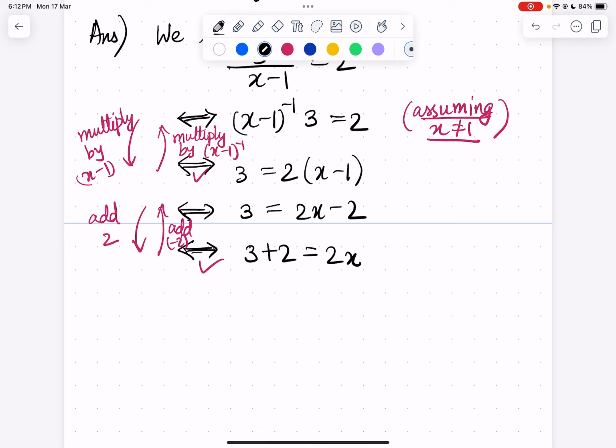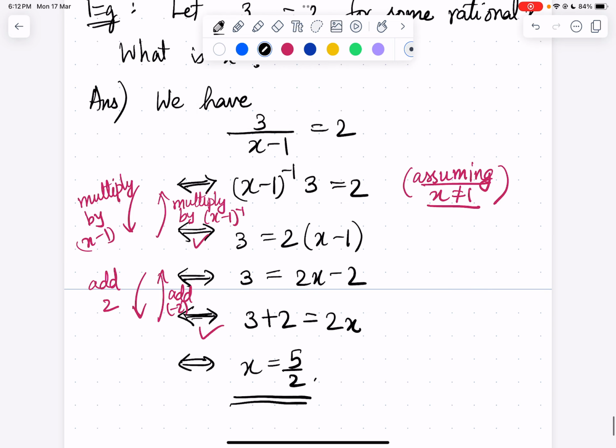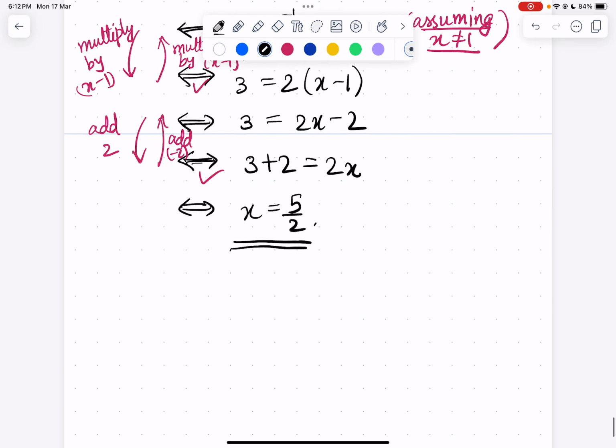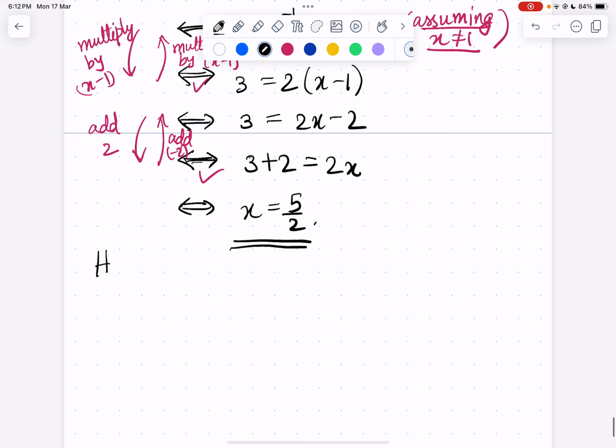So we can rewrite this as x equals 5 by 2. Hence 3 by (x minus 1) equals 2 if and only if x equals 5 by 2. So the equation 3 by (x minus 1) equals 2 is the same as the equation x equals 5 by 2. Hence x is 5 by 2. Hence x equals 5 by 2, right?